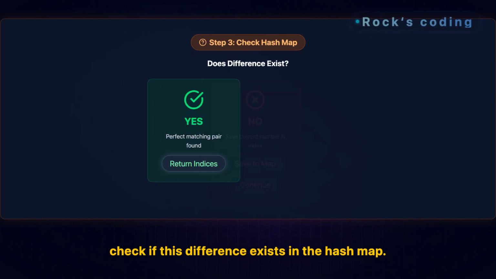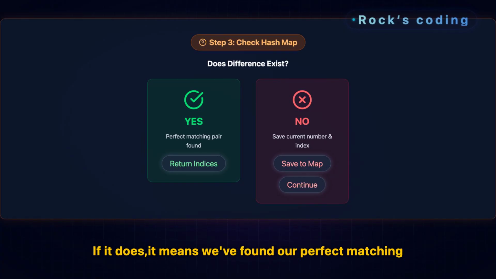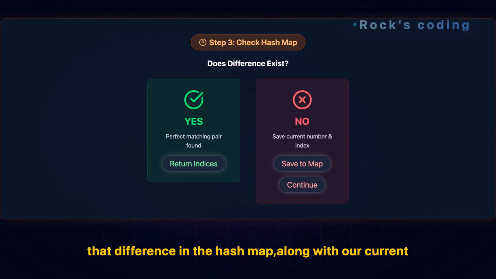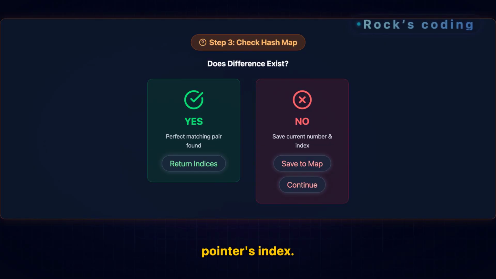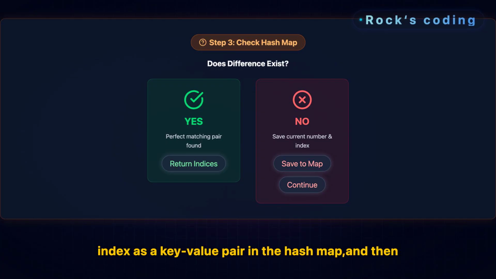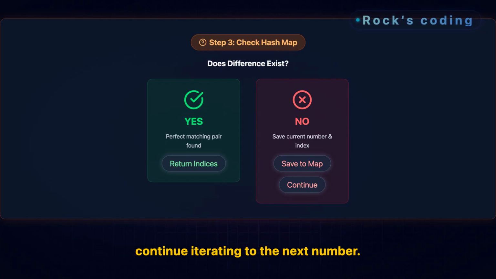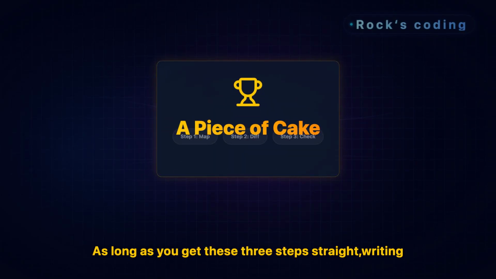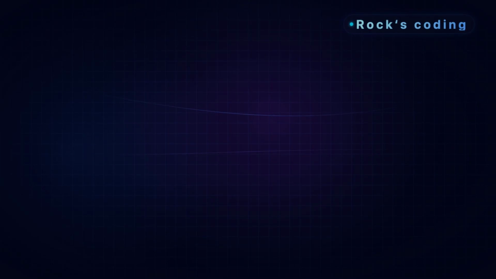Step 2. Use a pointer or a loop variable to iterate through the entire array from start to finish. In every iteration, first calculate the target value minus the current number to get the difference we are eager to find. Step 3, and this is the most crucial step. Check if this difference exists in the hash map. If it does, it means we've found our perfect matching pair, and we directly return the index associated with that difference in the hash map, along with our current pointer's index. If it doesn't exist, we save the current number and its index as a key value pair in the hash map, and then continue iterating to the next number. As long as you get these 3 steps straight, writing the code becomes a piece of cake.